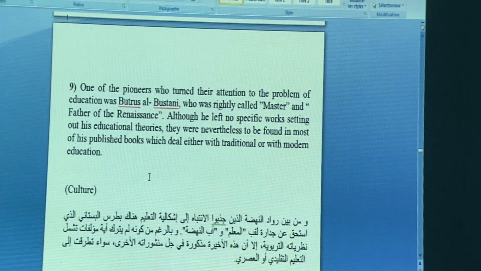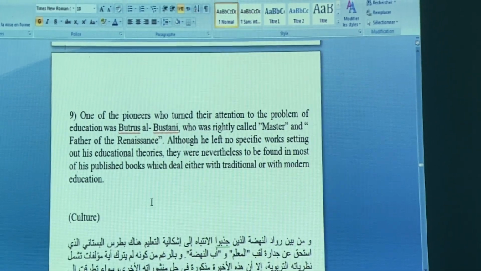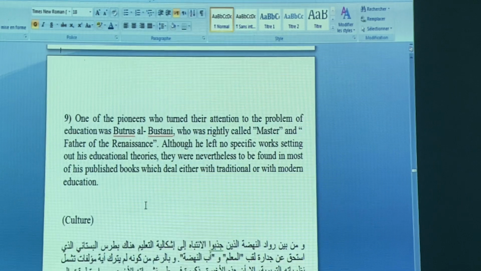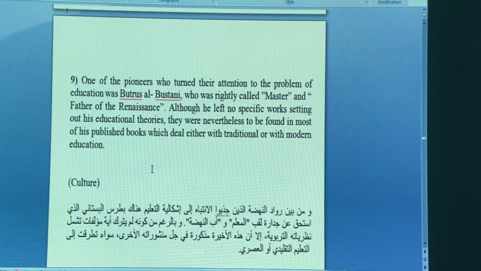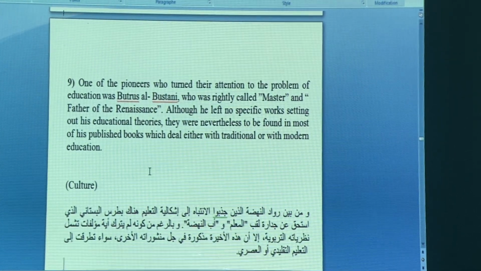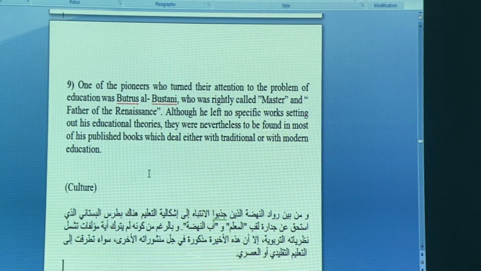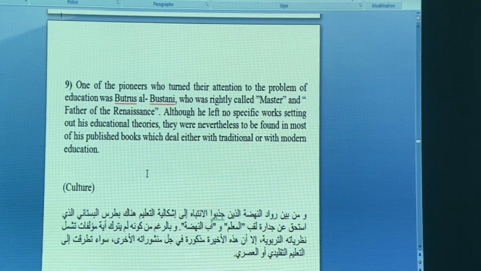One of the pioneers who turned their attention to the problem of education was Boutros al-Bustani, who was rightly called master and father of the Renaissance. Although he left no specific works setting out his educational theories, they were nevertheless to be found in most of his published books, which deal either with traditional or with modern education.